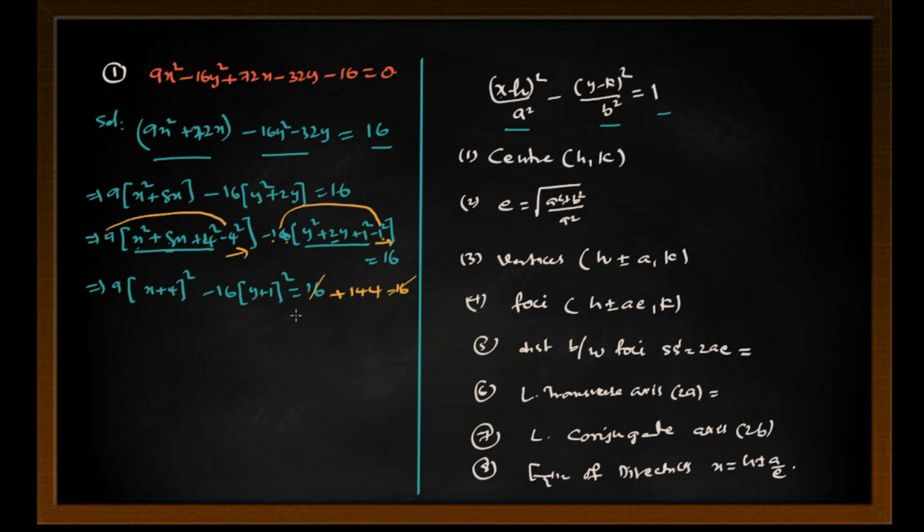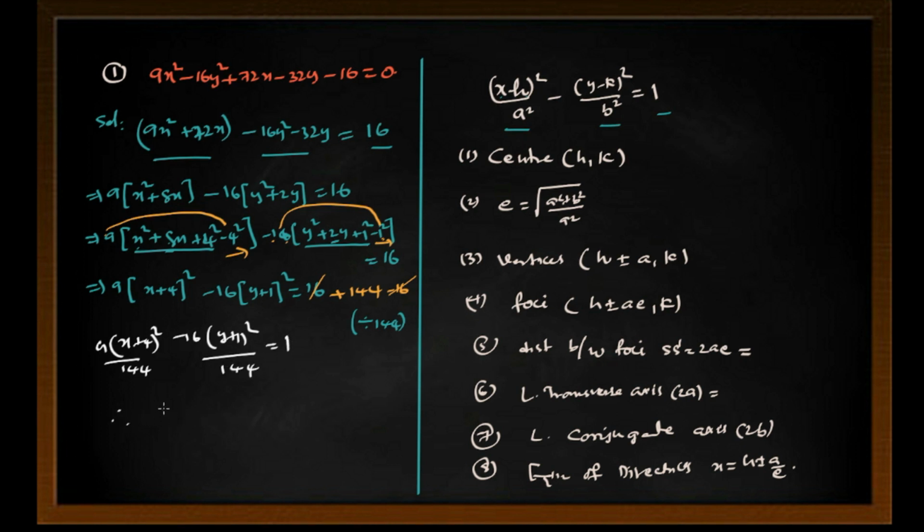So 16 16 get cancelled, equals to 144. Now dividing each term by 144. If you divide the whole term by 144, it becomes (x plus 4) whole square by 9 minus 16 (y plus 1) whole square by 144 equals 144 by 144, which is 1.